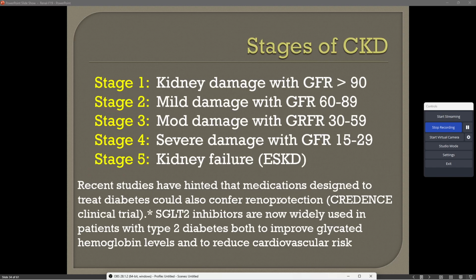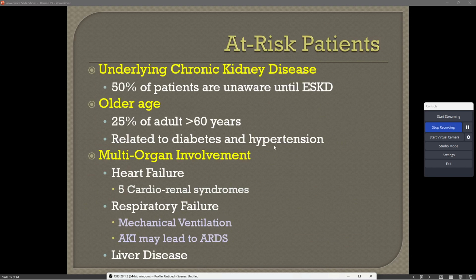Yeah, it's good to know that there is some renal protection from diabetic medications such as SGLT2 inhibitors. But yeah, I'm not touching on that. All right, who's at risk? Patients with underlying chronic kidney disease. 50% of patients are unaware they even have kidney disease until they go to their doctor and find out, or until they're almost stage 4. They'll say, oh yeah, I noticed my urine output had decreased, and I just went, oh, it's fine. Concentrated, smelly urine. Before you know it, they're in ESRD, stage 3, stage 4, just like that.